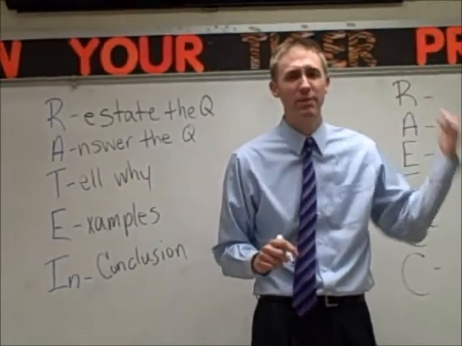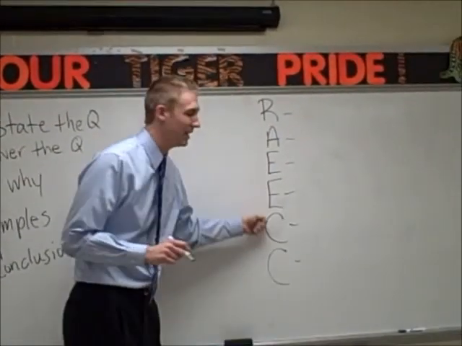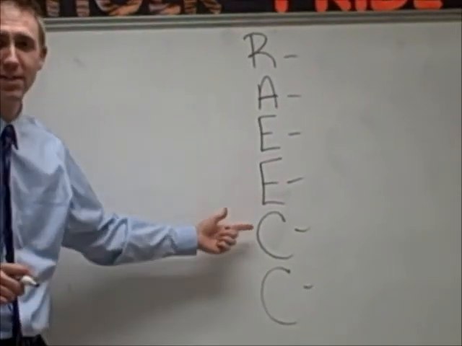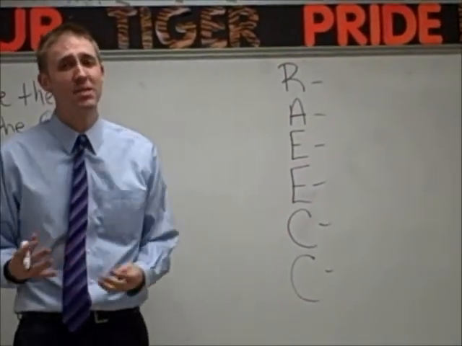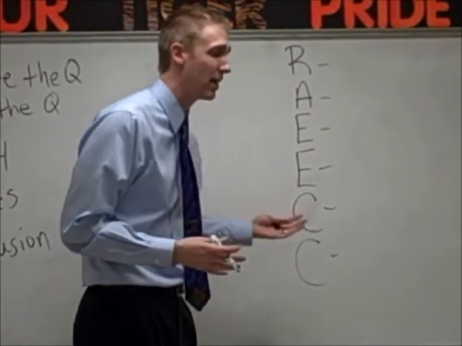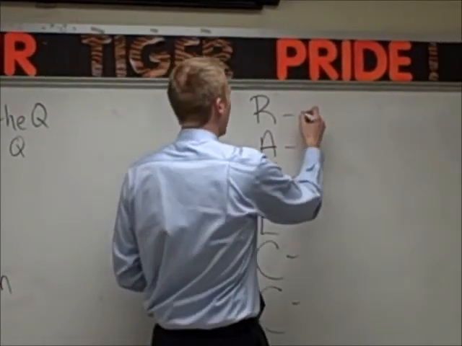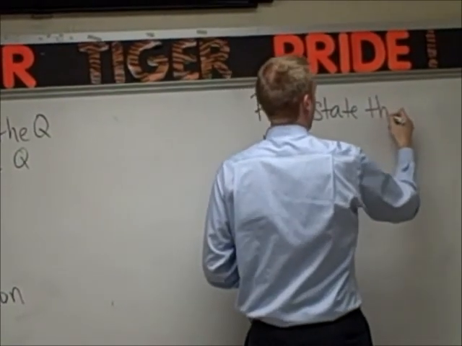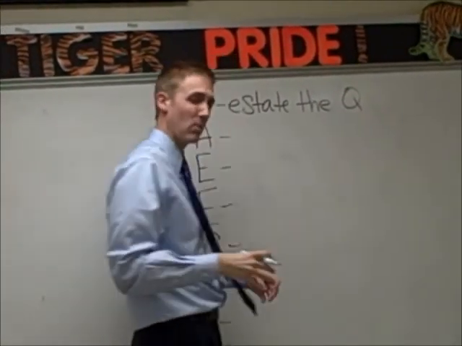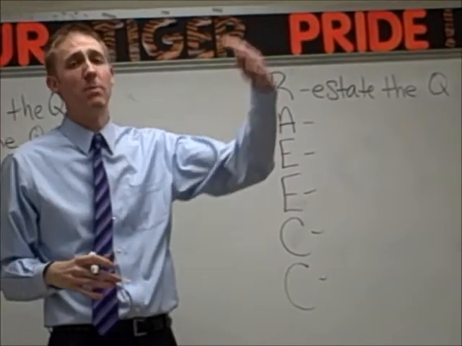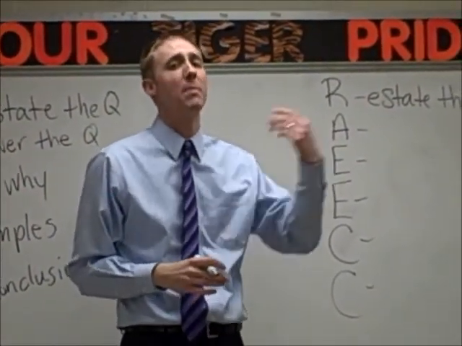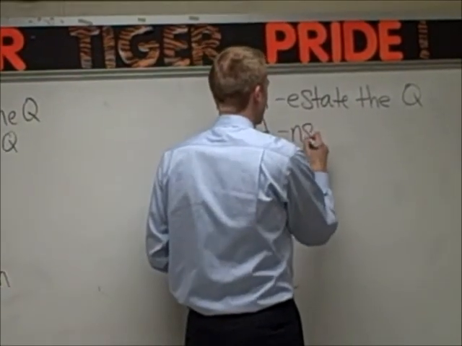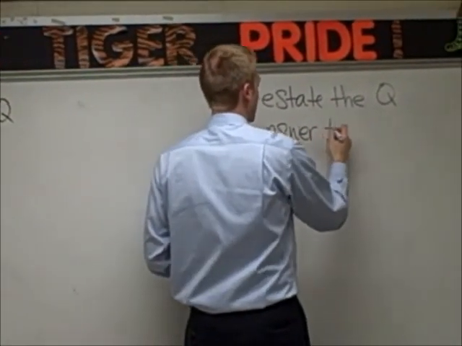Another acronym that you may be familiar with is RAEECC. Rhinos and elephants eat chocolate cake. You'll see some similarities between these two acronyms, starting with the R. The R, again, is all about restating the question. When you have an extended response question, there may be multiple parts of that question. Make sure you restate each part. RA, again, stands for answering the question.